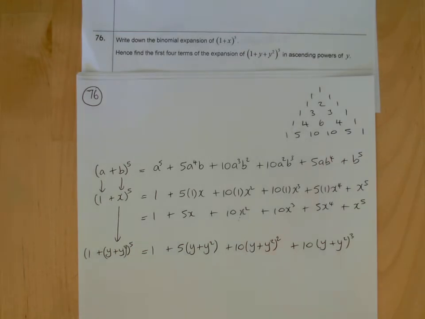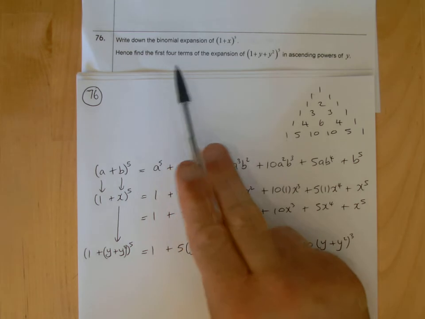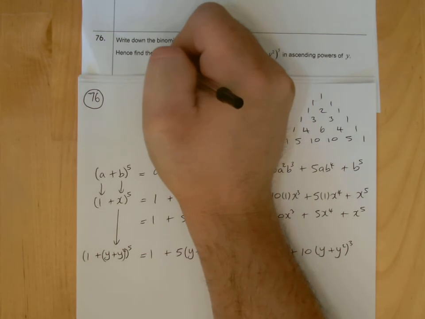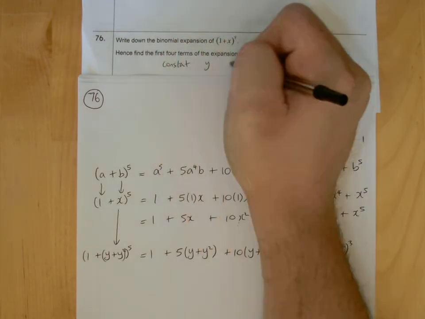Now, the good thing is I can stop there. I do not need to do that one or that one. The reason why, of course, is it says it wants the first 4 terms. So when it wants the first 4 terms, the first term will be like a constant. The second term will be a y term.